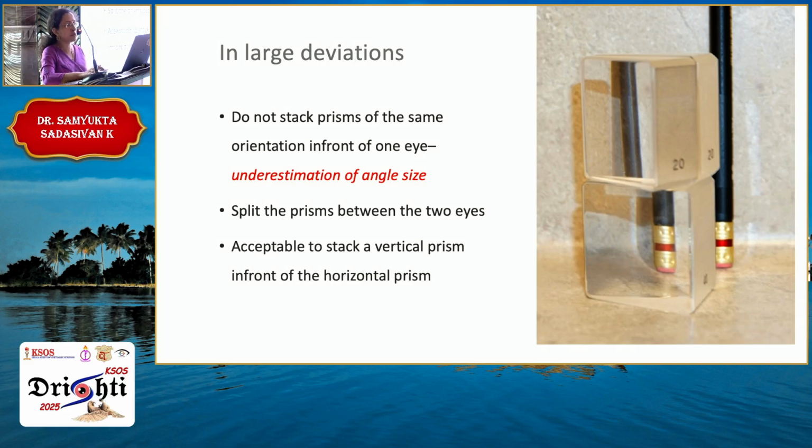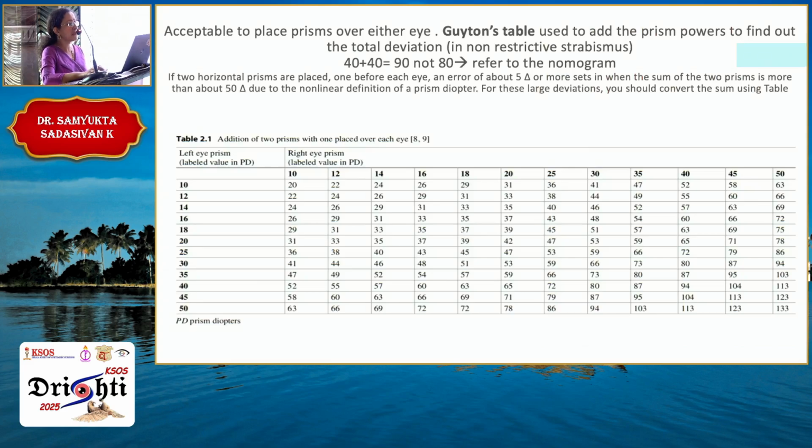So if you observe the image closely, you can see that the displacement of the image is grossly varied in the prism below as compared to the stacked prisms above. And we can refer to this Guyton's table to correctly quantify the total amount of deviation. Here, see, 40 plus 40 is 90 and not 80.